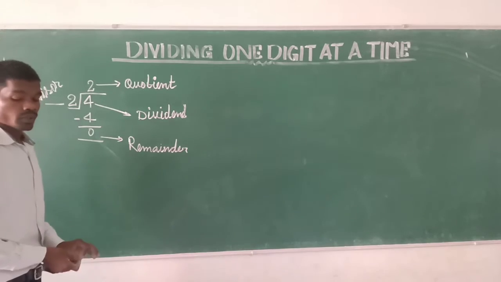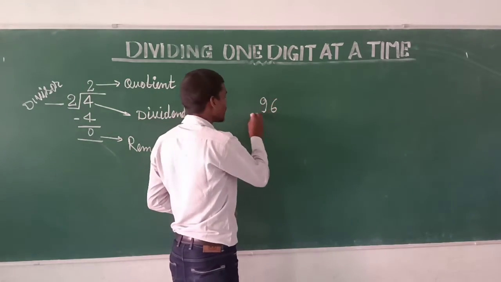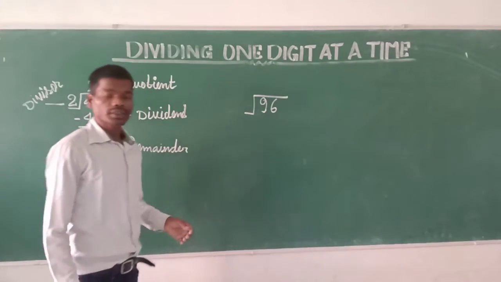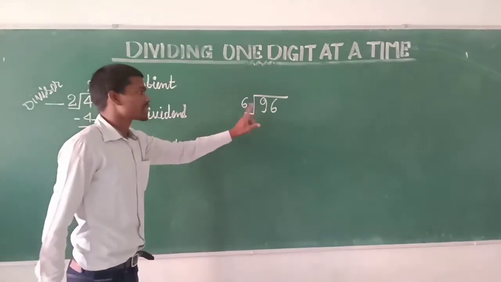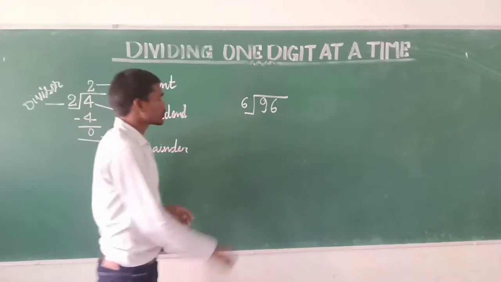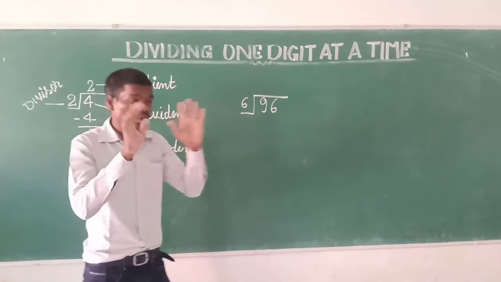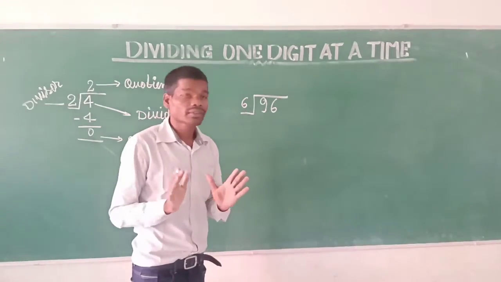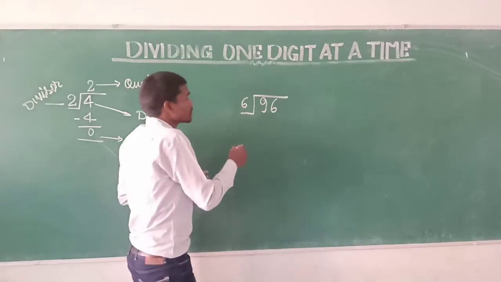So let us take one example, that is 96 divided by 6. So can we divide it? Now dear students, I do not know, only I know the table of 6. I know the table of 6. But how shall we divide now?